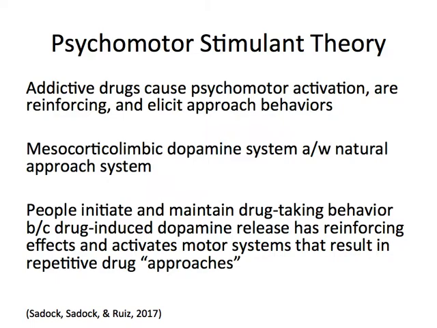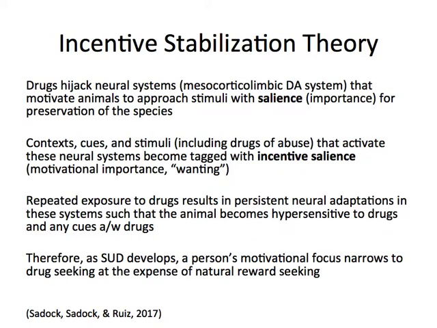According to the Psychomotor Stimulant Theory, addictive drugs cause psychomotor activation, are reinforcing, and elicit approach behaviors. The mesocorticolimbic dopamine system is associated with the neural approach system. Therefore, people initiate and maintain drug-taking behavior because drug-induced dopamine release has reinforcing effects and activates motor systems that result in repetitive drug approaches. Incentive sensitization theory builds upon the psychomotor stimulant theory.